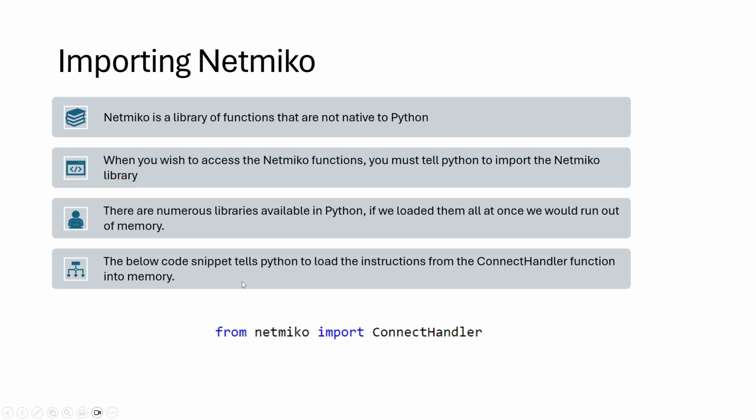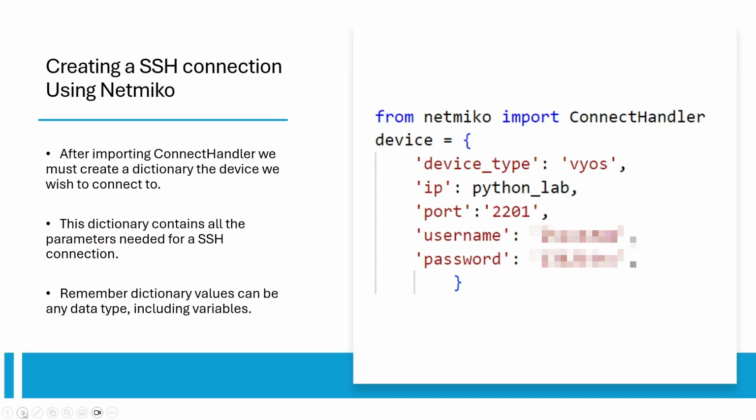And here's the below code snippet to load the instructions from the connect handler function. So if I want to use the connect handler function, I have to import it, and I'm going to import it from the Netmiko library. So in order to create a secure shell connection with Netmiko, I have to import the connect handler object. Next, I have to create a dictionary with all the values or the attributes of the parameters I need to create that connection. And then remember, the dictionary values can be any data type to include variables.